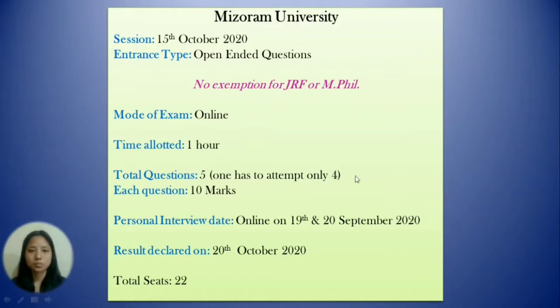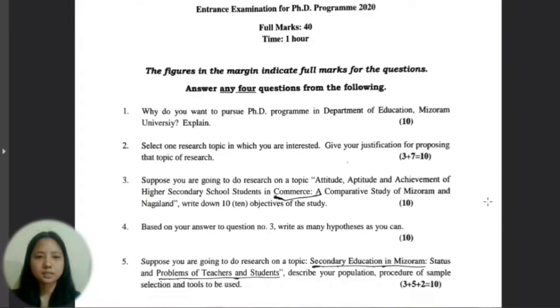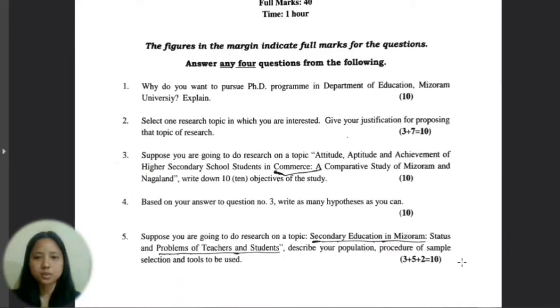So now let me show you the question paper of this October 2020 entrance examination. So here you can see this was the question paper of PhD entrance in MZU, and all the questions were open-ended. Total questions were 5, out of which one has to write 4 questions.